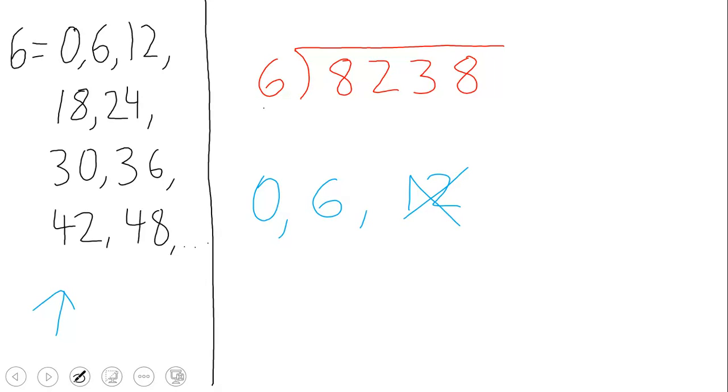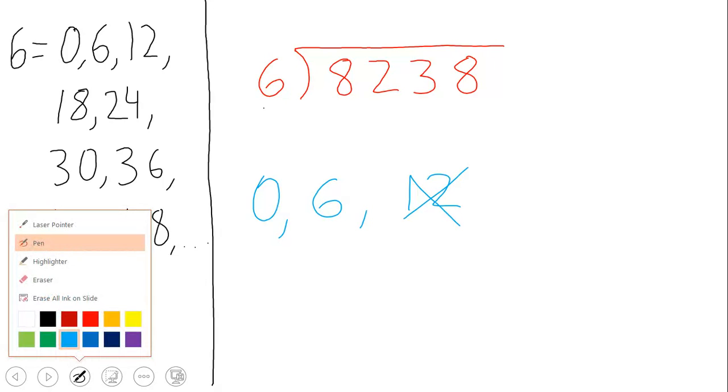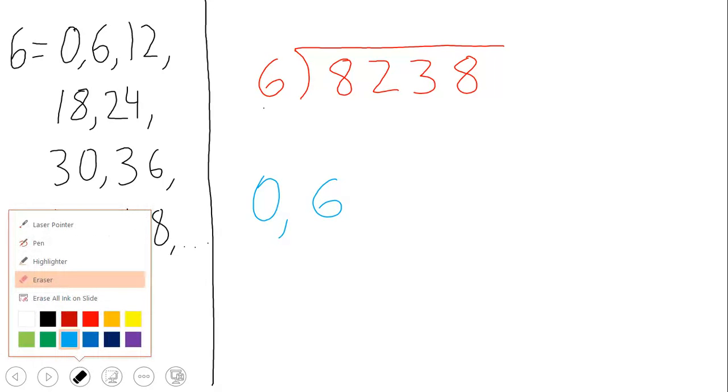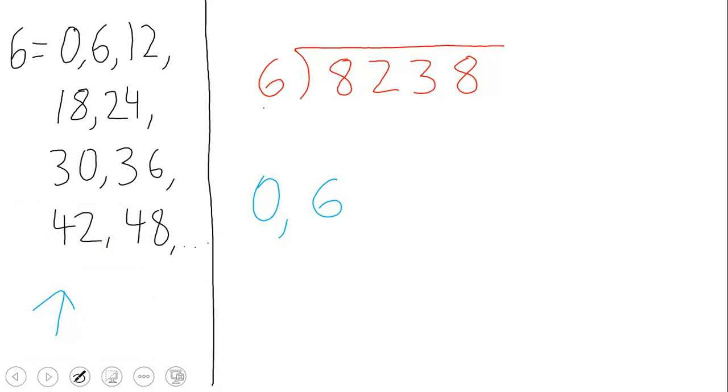So the only two multiples of 6, right? Of course, from the list that we have here, the only two multiples of 6 that are less than 8 are 0 and 6, right? So we ask ourselves the question, out of these two numbers, which one is the largest? Of course, 6 is the largest.